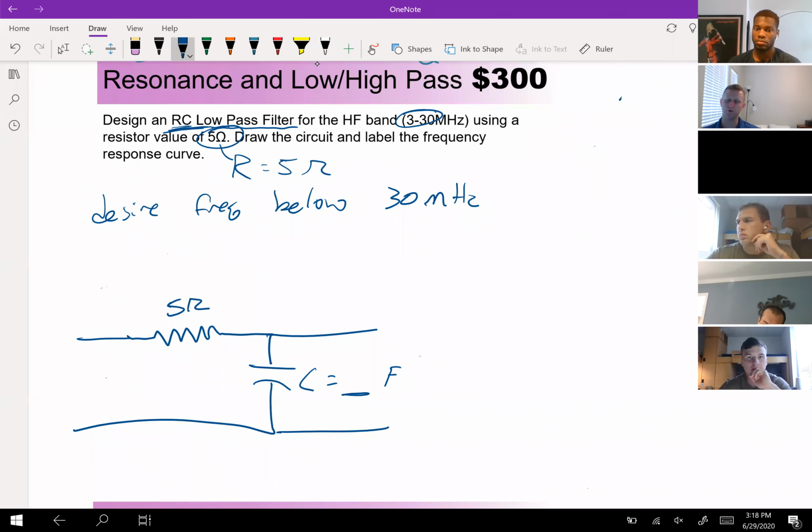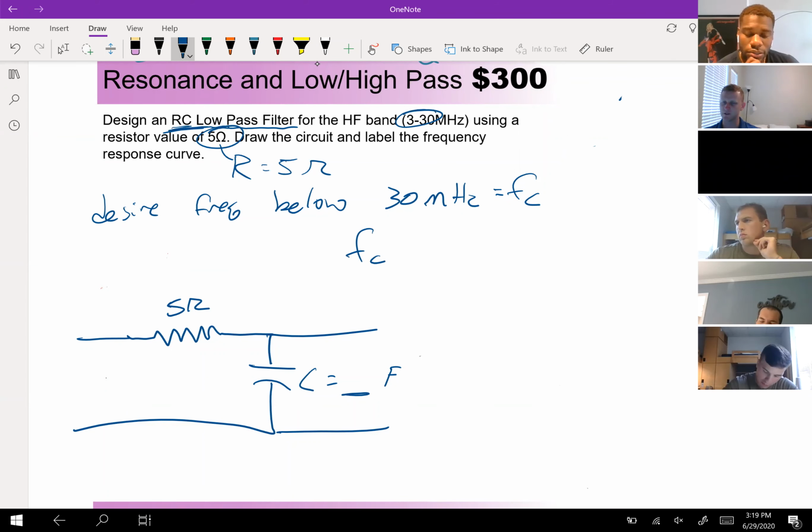So to do the full filter, if we were going to allow 3 to go through, we would also need a high pass filter, allowing things above 3 to be plugged into the circuit as well. But for just this part, we're designing the low pass portion, which is 30 megahertz. So this is the desired frequency below. So this is essentially our cutoff frequency. Everything below 30 megahertz is what we want to allow to pass through.